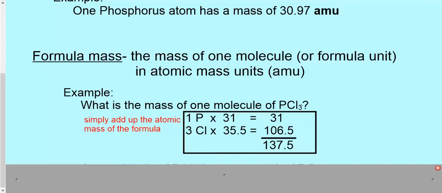We look at the subscript for chlorine and we say that it's a 3. So we multiply 3 times the atomic mass for chlorine, which is 35.5. We multiply across, and then we add, and we get 137.5. That tells us that the formula mass, or the formula weight, of phosphorus trichloride is 137.5 atomic mass units.